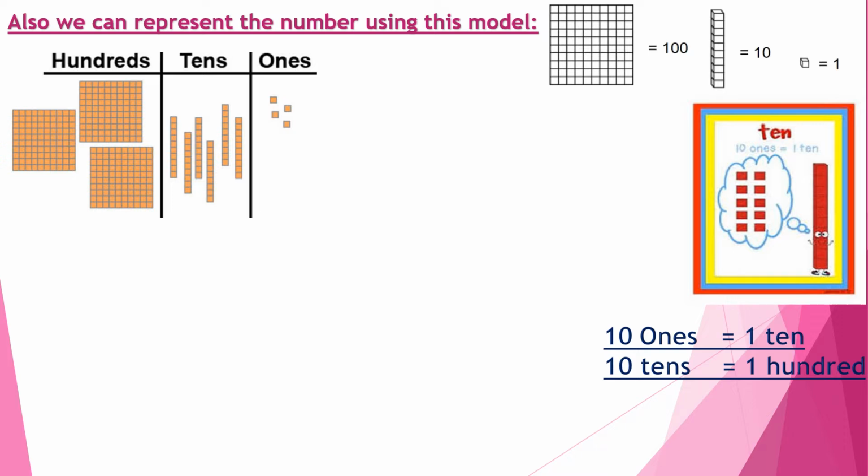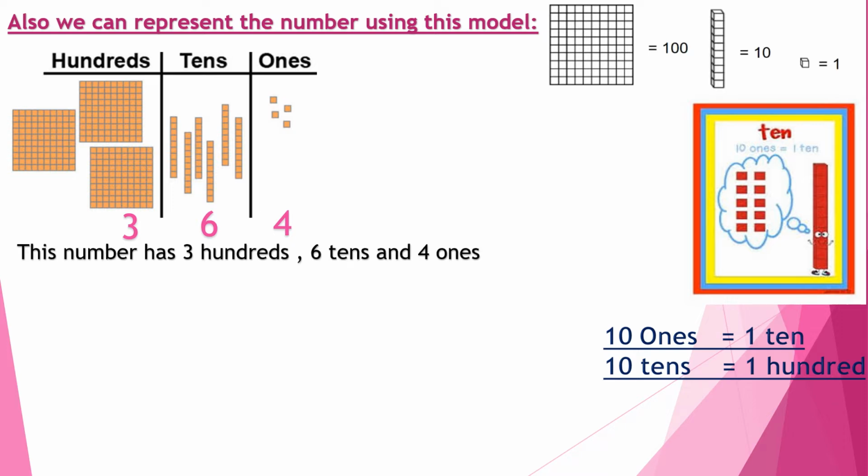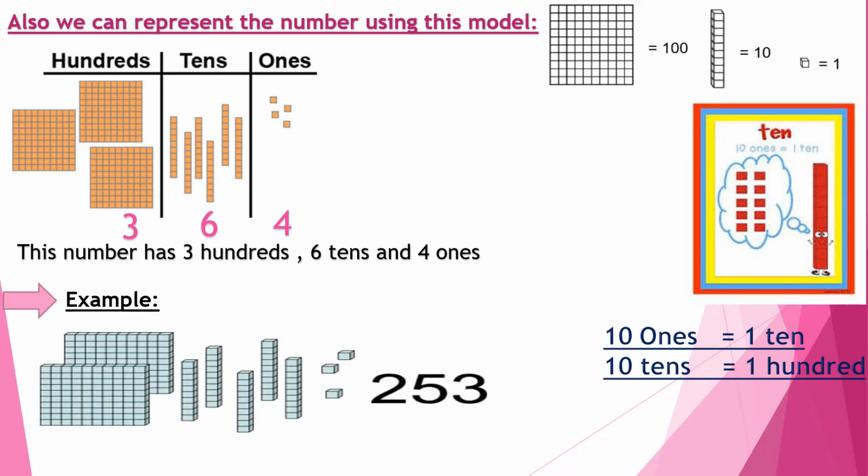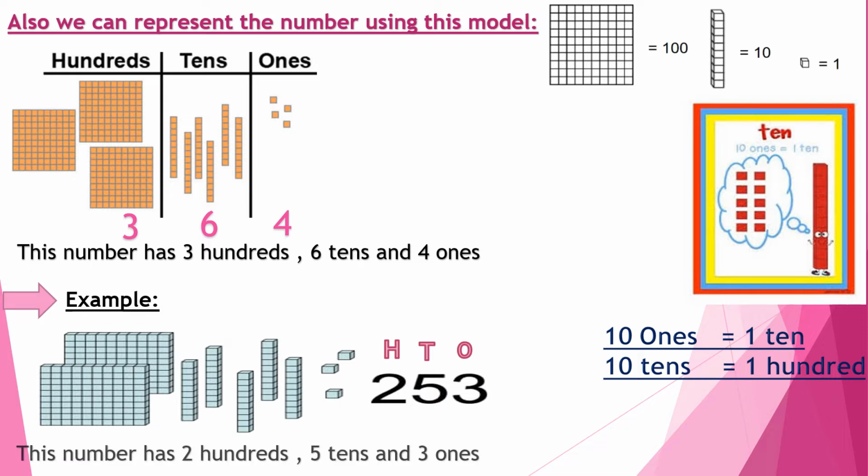Let's count this model. We have here 4 in ones and 6 in tens and 3 in hundreds. Then this number has 3 hundreds, 6 tens and 4 ones. For example, 253. Let's put the house above each digit. Ones, tens, hundreds. Then this number has 2 hundreds, 5 tens and 3 ones.